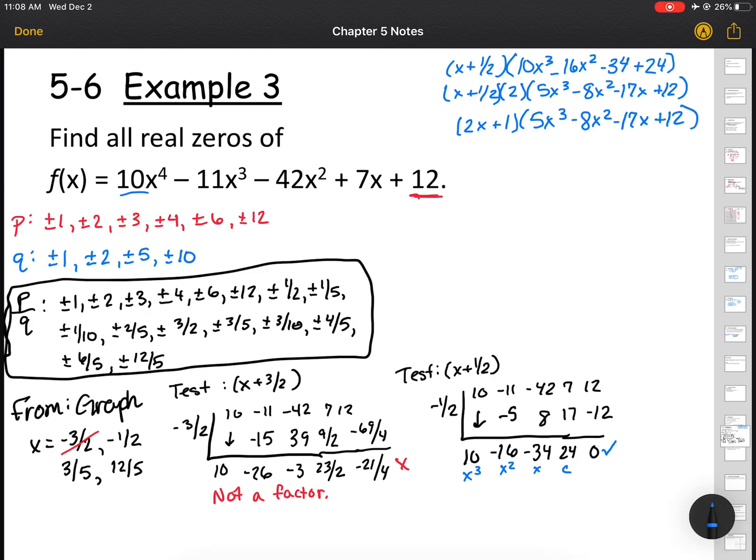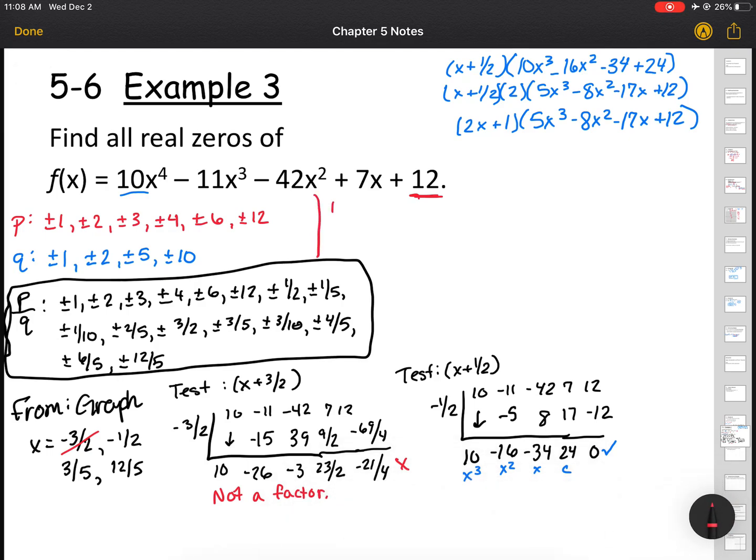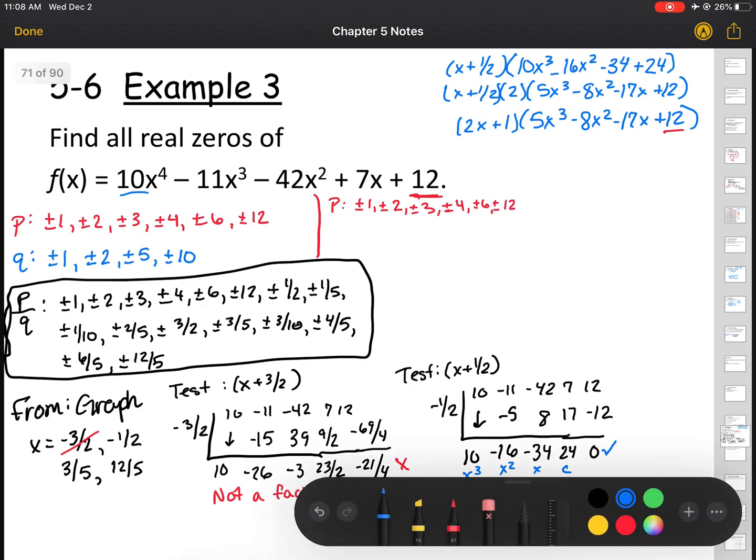Okay. And now we're going to see, can that second polynomial there, 5x to the third minus 8x squared minus 17x plus 12, can that reduce? Okay. And again, we're going to take our p and q here. So the second round of p and q. Well, my p in this case is 12, so plus or minus 1, 2, 3, 4, 6, and 12.